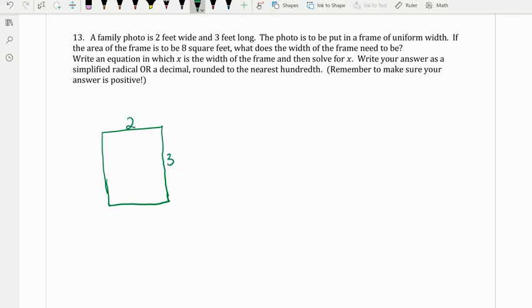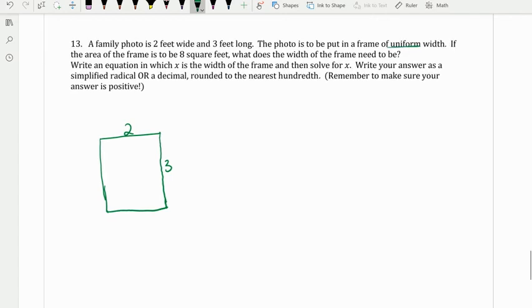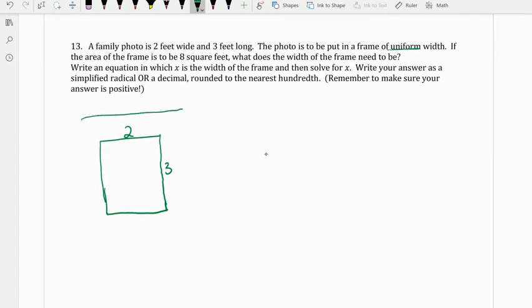The photo is going to be put in a frame of uniform width. Remember, uniform means it's the same width all the way around. So we're going to have a frame going around our photo. So I'm going to draw that in. The area of the frame is going to be 8 square feet. We want to know what the width of the frame needs to be.